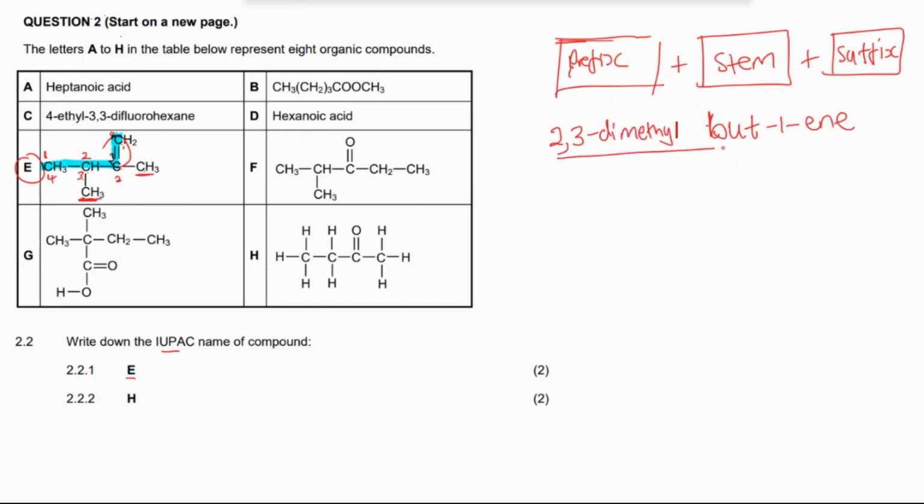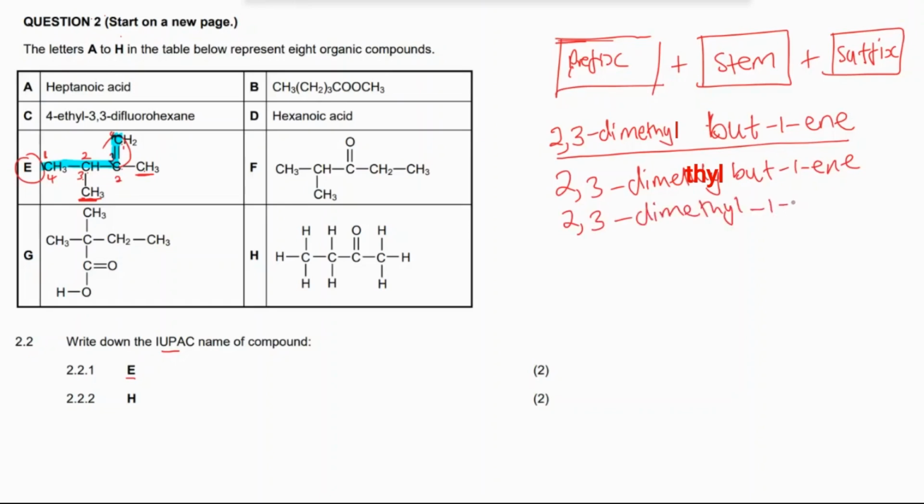So this is the complete name now. We have 2,3-dimethylbut-1-ene. Then you can also write it like this: 2,3-dimethyl-1-butene.